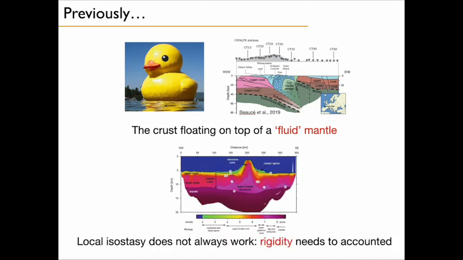And we ended up the lecture with this example of a seamount, which is loading the oceanic lithosphere. So you see a volcanic edifice here, which locally thickens the crust, and the moho is being deflected, but not only locally, it's being deflected also away from the load. So local isostasy cannot explain this. And to explain this observation, we need to take into account rigidity of the plate.